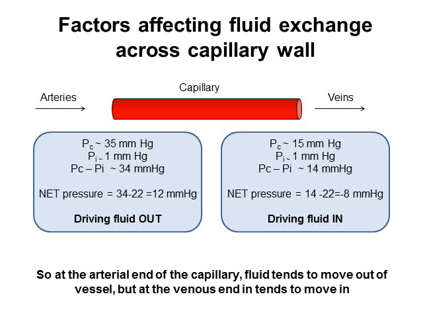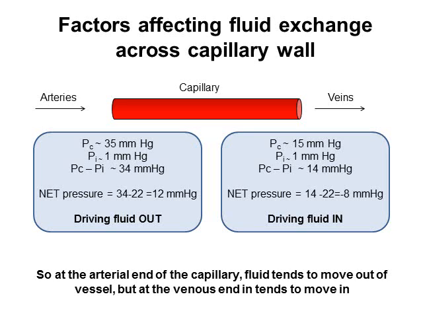If we take that value and then put it into this diagram, we then have Pc of around 35 millimeters of mercury versus Pi of about 1 millimeter of mercury, so significantly greater hydrostatic pressure in the capillary than the interstitium, so the difference is 34 millimeters of mercury. As a result of that, the net pressure forcing fluid out of the capillary is 34 millimeters of mercury minus 22 equals 12 millimeters of mercury, which is your pressure driving fluid out of the capillary into the interstitium.